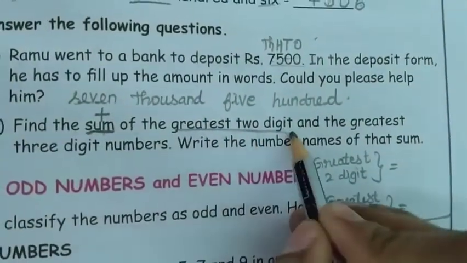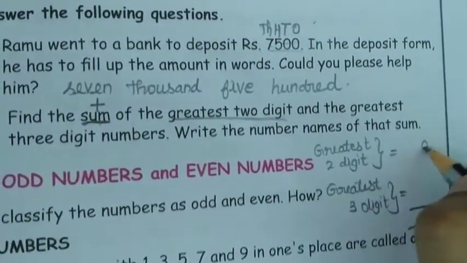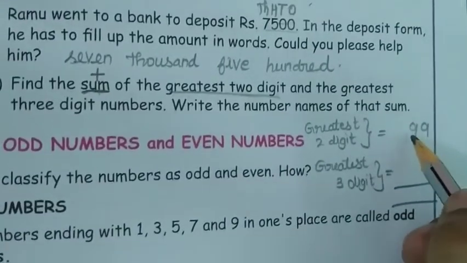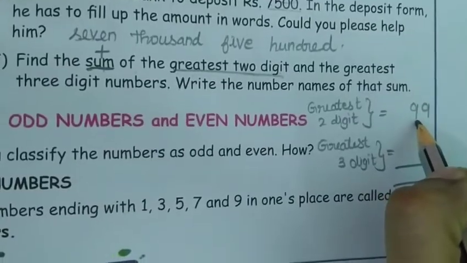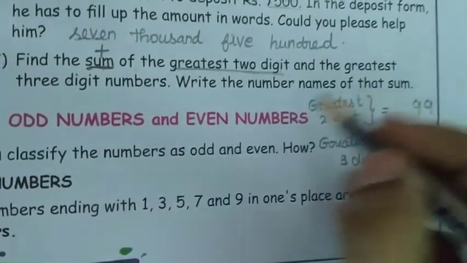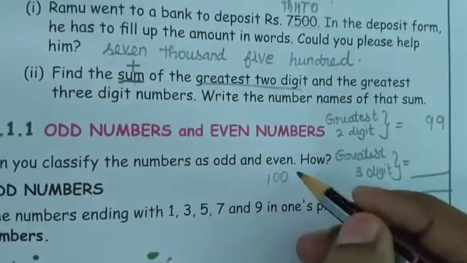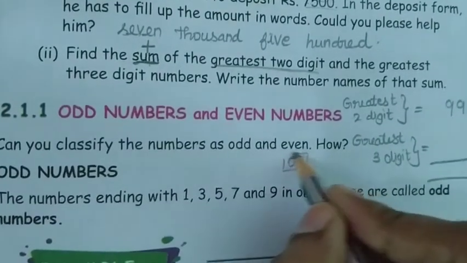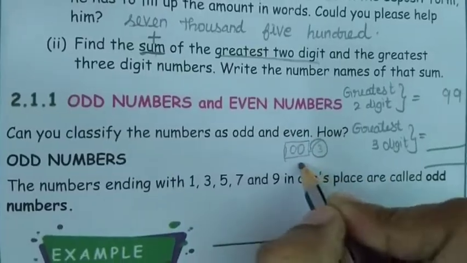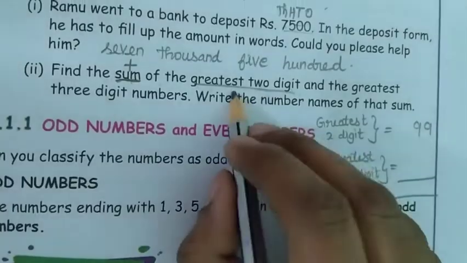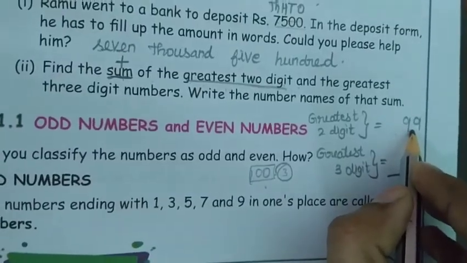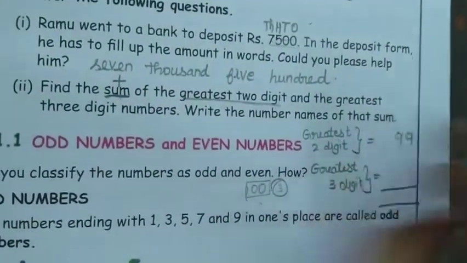What is the greatest two-digit number? Yes, 99. Because what is after 99? 100. How many digits is 100? 1, 2, 3. 100 is a 3-digit number. So, 99 is the greatest 2-digit number. That means the last 2-digit number. Okay? So, 99 is the answer.